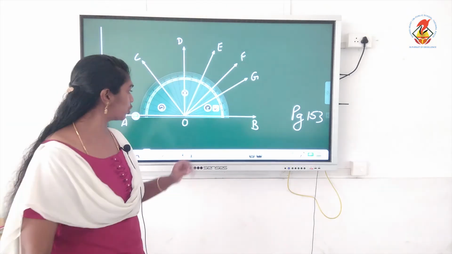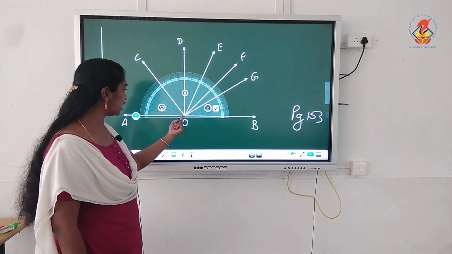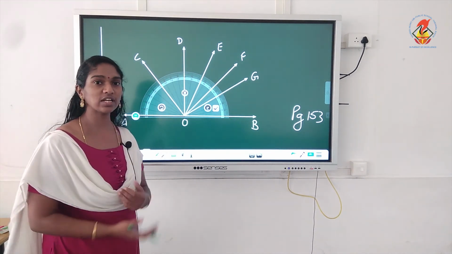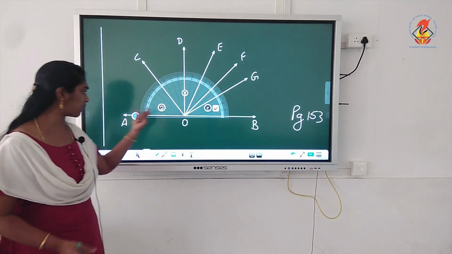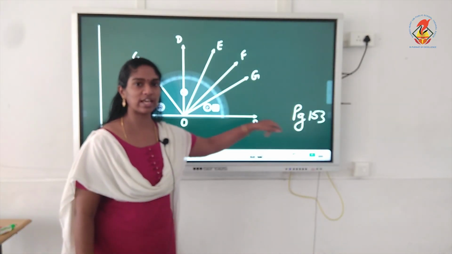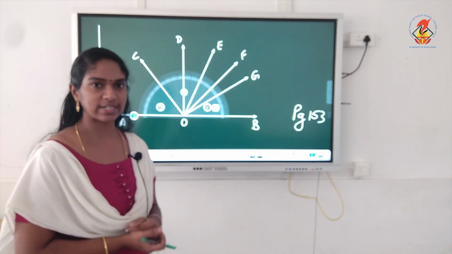Understood, children? So after you set the protractor according to the angle, see to which direction the baseline is going. According to that, you will take the scale. Once again, if it is coming to this direction, you will take the outer scale. If the line is going to that direction, you will take the inner scale. You will do that also in your textbook.